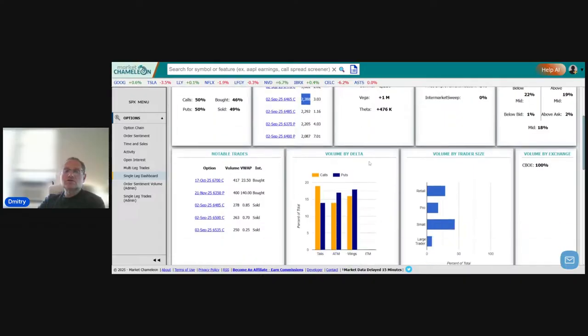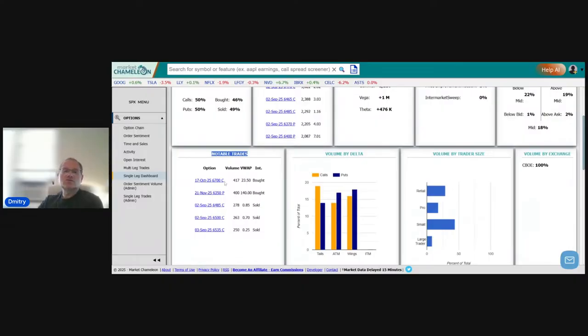Down here, some of these other boxes show the most notable trades. These are trades that came in and look like they're all part of one order. So we look at it for any large trading activity, a large transaction. You could see here, these involve options in other expirations.